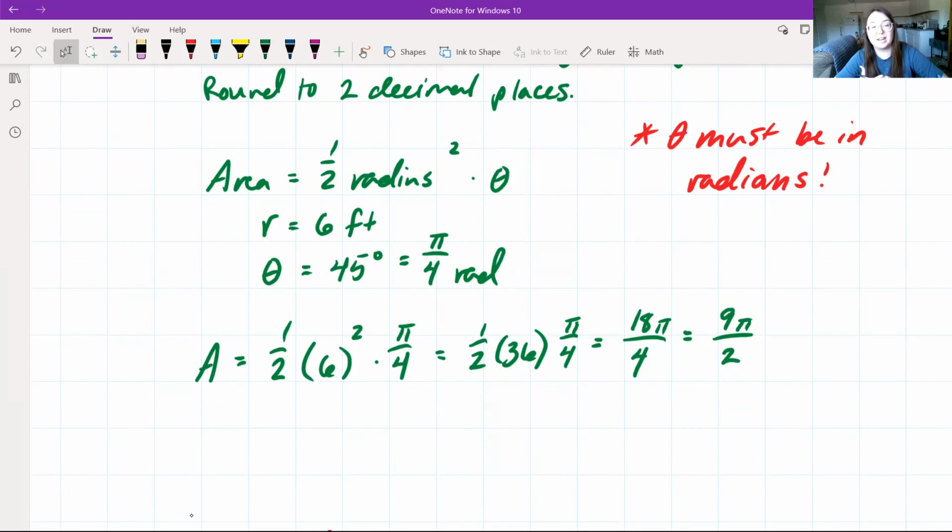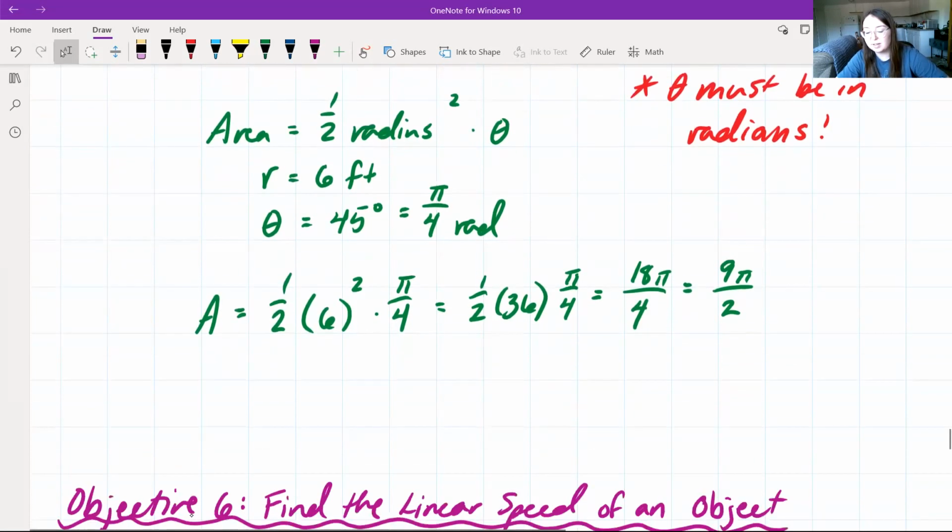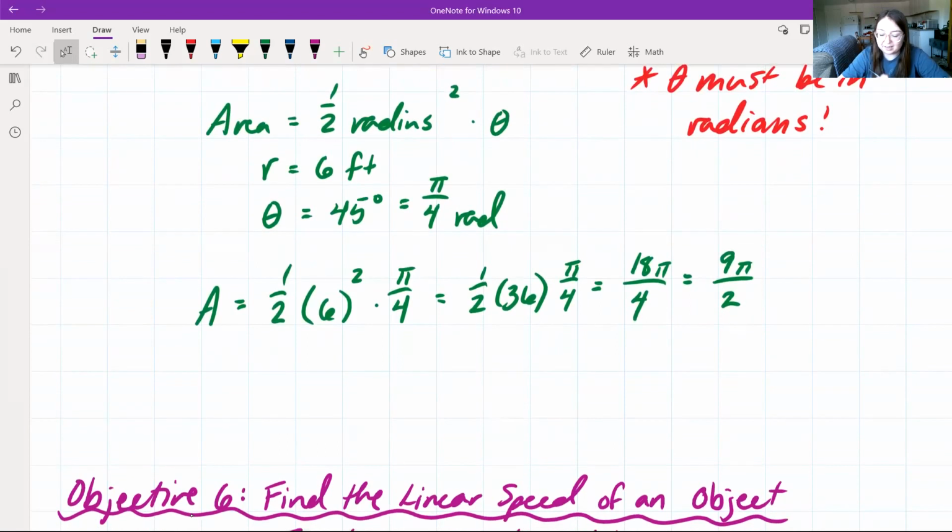So whether you're using a handheld calculator or Desmos, when we plug this into our calculator, this answer is going to give us, rounded to 2 decimal places, about 14.14, and this is going to be in square feet since we squared our radius. So this is square feet.